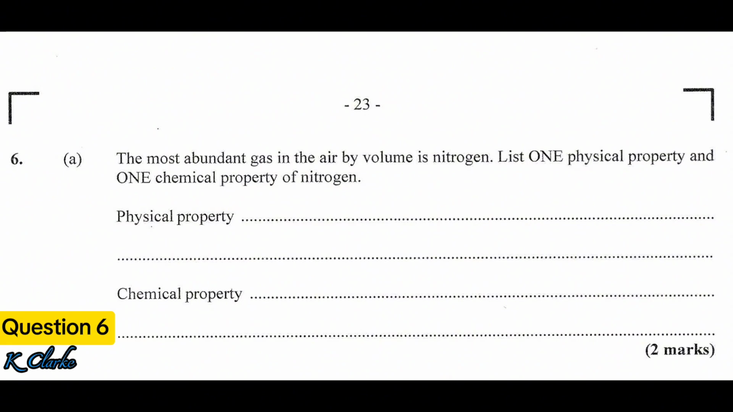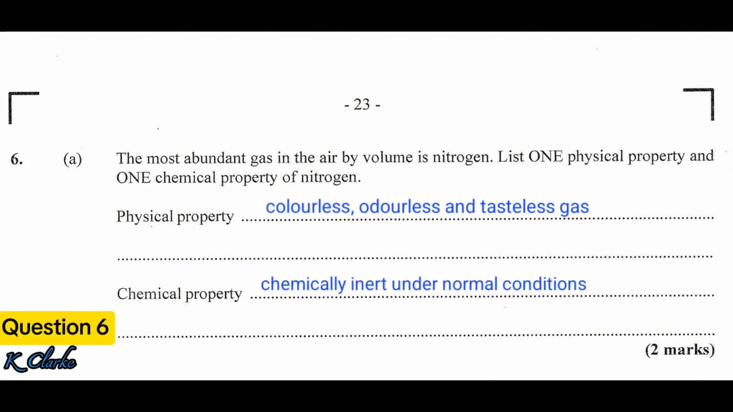Question 6. A. The most abundant gas in the air by volume is nitrogen. List one physical property and one chemical property of nitrogen. A physical property is colorless, or you could write odorless or tasteless gas. A chemical property is chemically inert under normal conditions, or you could write nitrogen reacts with some metals to form metal nitrides.